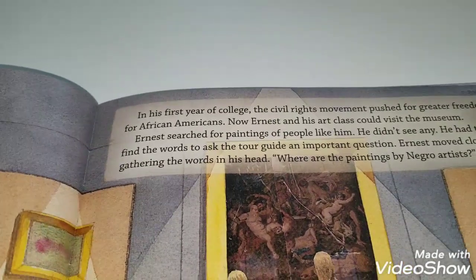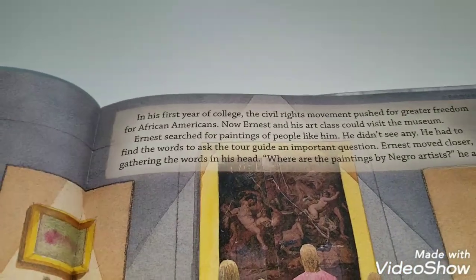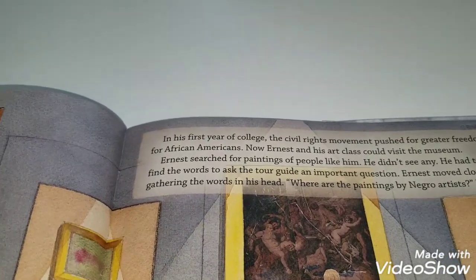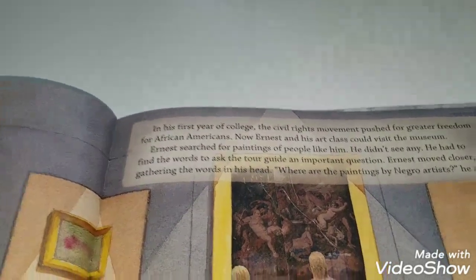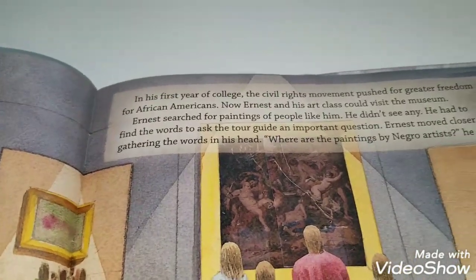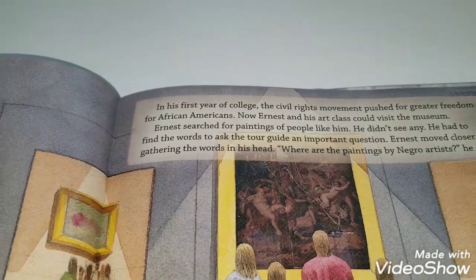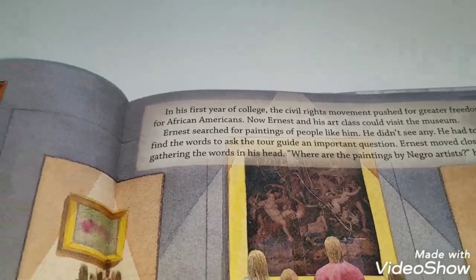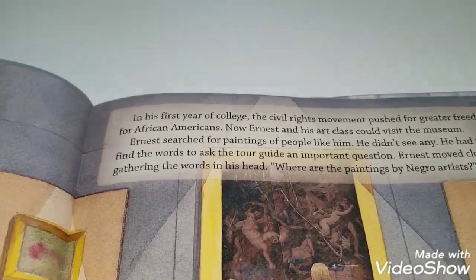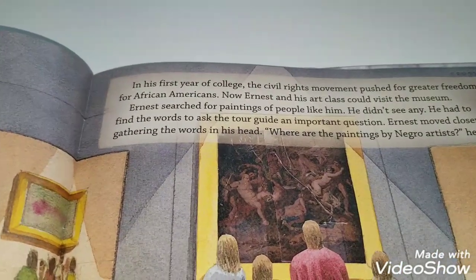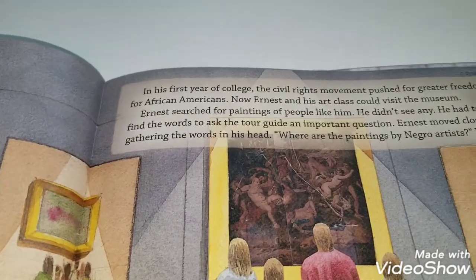And then I would ask him, what does the word freedom mean? And why did the movement push for greater freedom? Greater freedom for what? The second sentence is the fact that he would visit the museum, his art class. Why would the art class visit a museum? More than likely, it's an art museum. What do you expect to see in an art museum? Why would one want to go to an art museum, right?